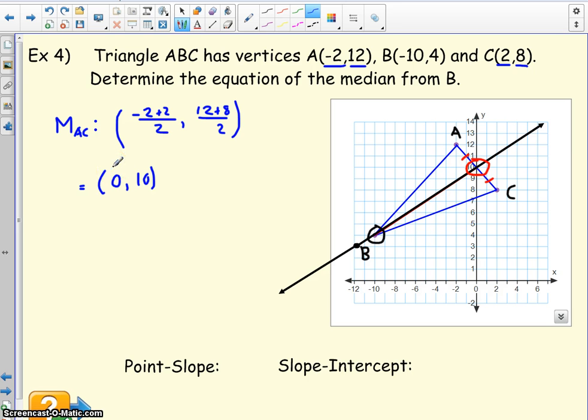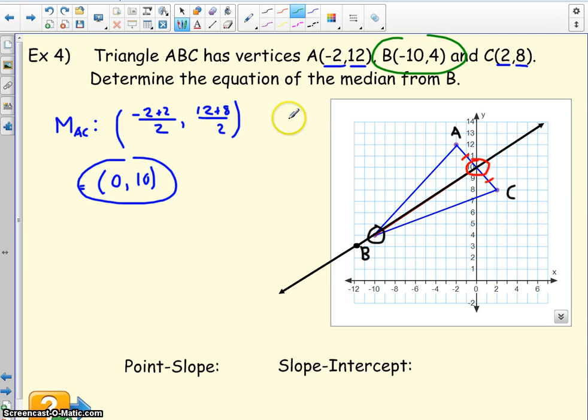It's a good way to check to see if you're on the right track, if the answer that you get makes sense based on the graph that you've drawn. So this is going to be our midpoint, so we know our median passes through the point (0, 10). It also passes through the point B, which is (-10, 4).